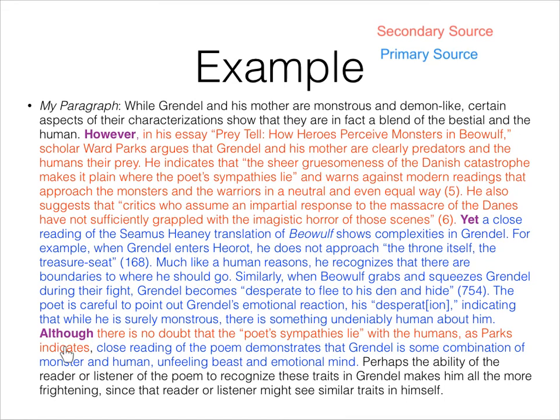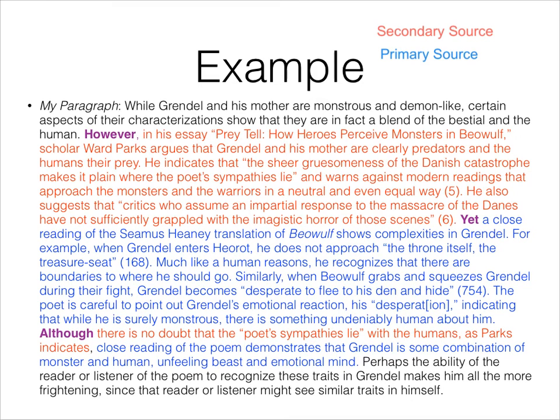Before I switch back into the red, notice that I must have a transition word. So anytime that we switch, there has to be some kind of a transition word. Here we have, "although there's no doubt that the poet's sympathies lie with humans," blah, blah, blah, "as this secondary source author indicates, a close reading of the poem demonstrates that Grendel is a combination." Notice how I'm repeating this topic sentence to close out my paragraph, and then leaving the reader with a good closing idea that expands that paragraph.